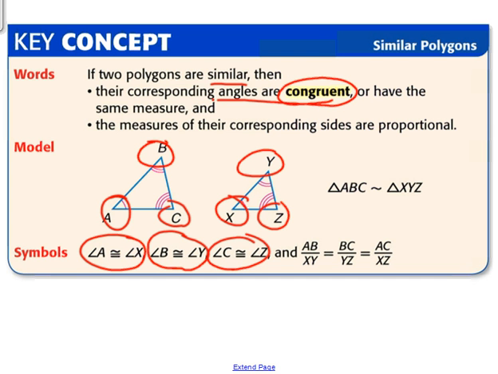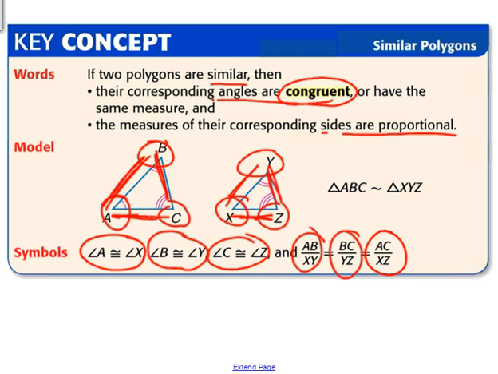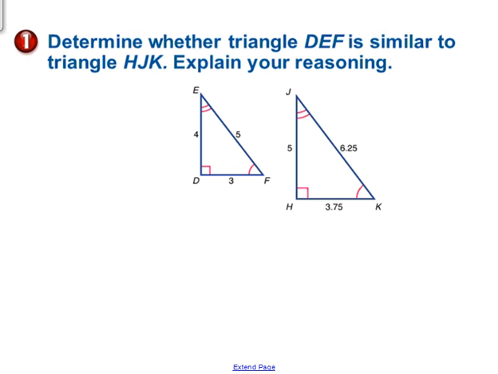The measures of their corresponding sides are proportional. So side AB, that's this side, is proportional to side XY. BC is proportional to YZ. And CA, or AC, is proportional to XZ. And the important thing is that these proportions would be equal in a similar triangle or similar polygon. So let's work with one of these.